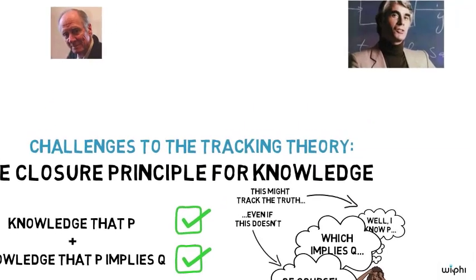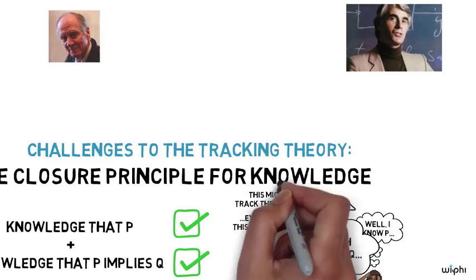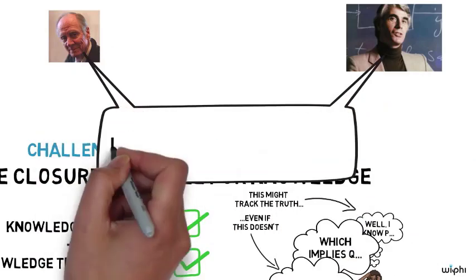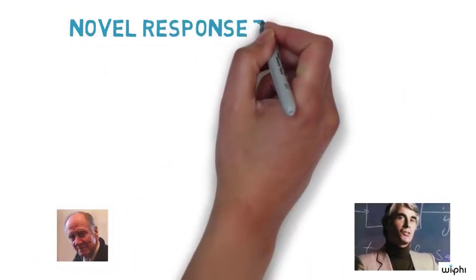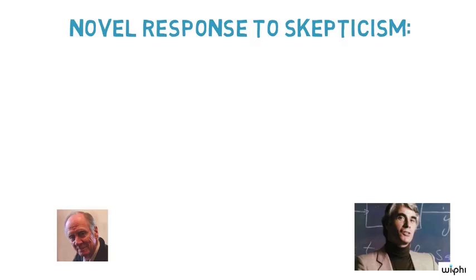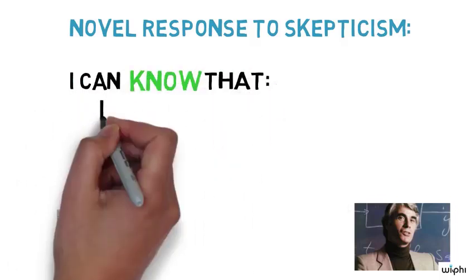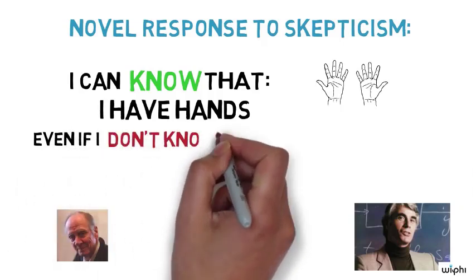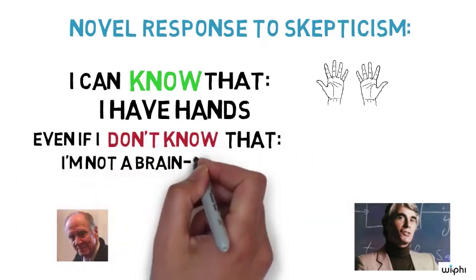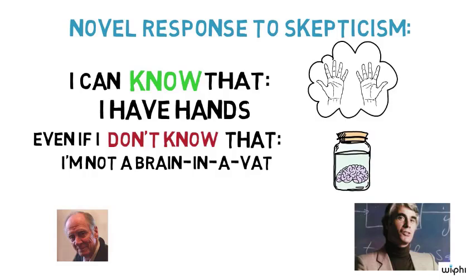Dretske and Nozik actually thought that the fact that their theories implied that the closure principle was false was a plus and not a minus. They used this aspect of their theories to come up with a novel solution to the problem of skepticism. If the closure principle is false, then I might be able to know, for example, that I have hands, even though it's impossible for me to know whether or not I'm a handless brain in a vat being deceived into thinking that I have hands.